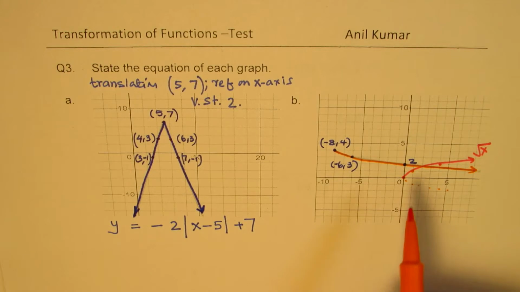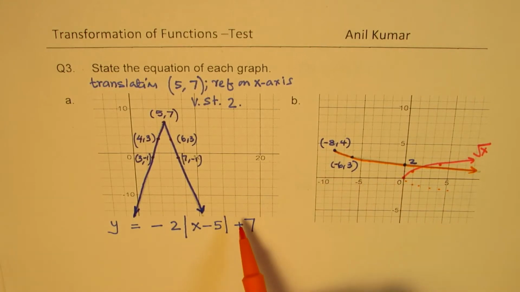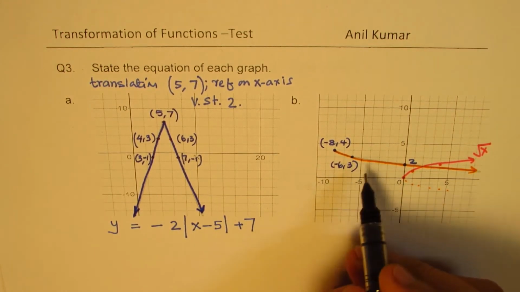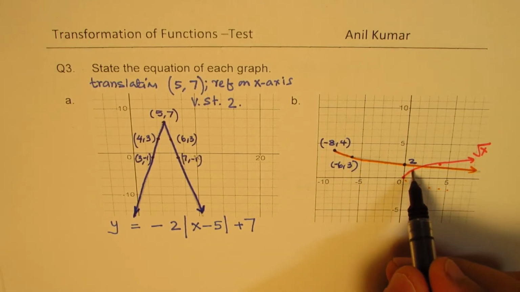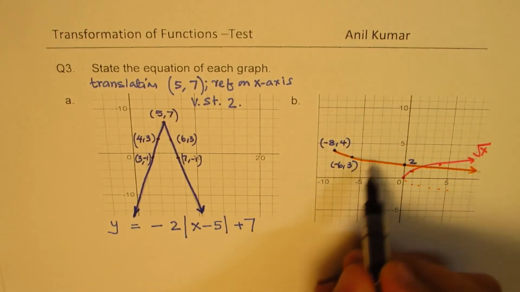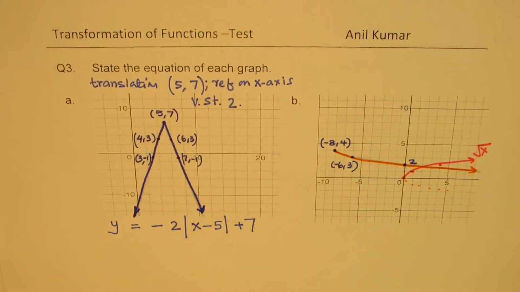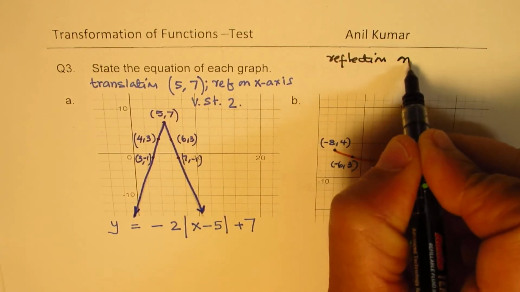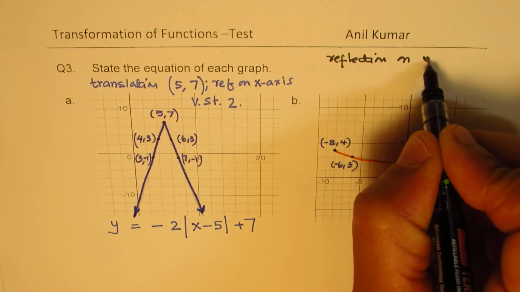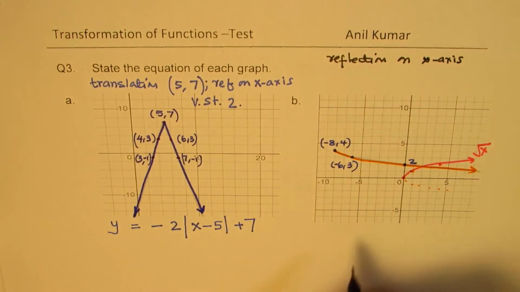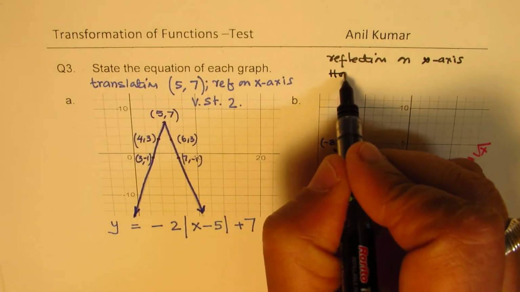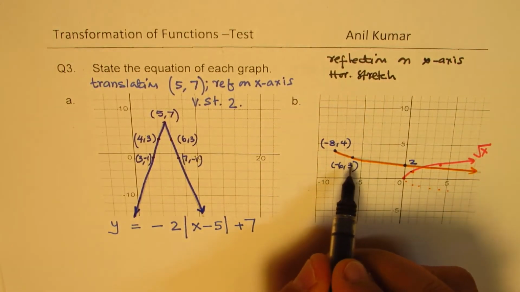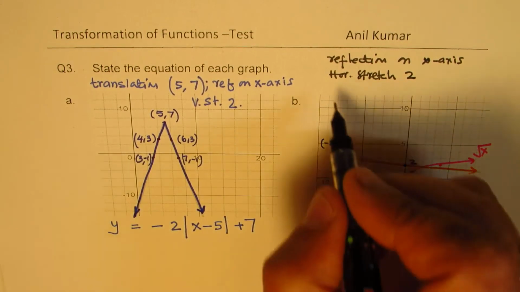That is one thing. Second, it has been translated clearly to this point. But more than that, what we also see is a horizontal stretch. So in this case, we have horizontal stretch. Instead of 1 unit away, this point, which is 1 down, is 2 units away, right? So basically what you observe here is reflection on x-axis, so vertically reflected, and then there is a horizontal stretch by a factor of 2, and translation.